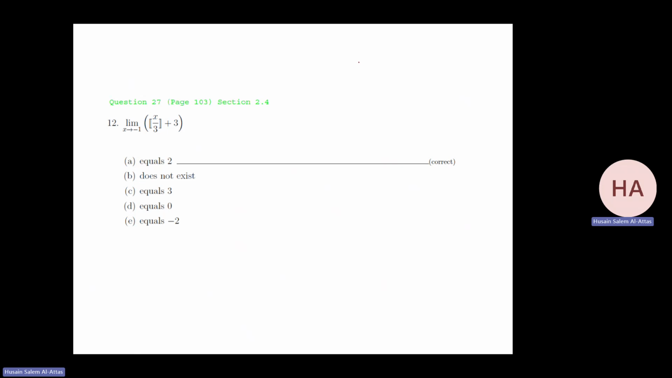First, I need the limit as x goes to minus 1 of this one. If I substitute, you get what? Not an integer. Look, f of x is x over 3. What is f of minus 1? Minus 1 over 3. Not an integer.